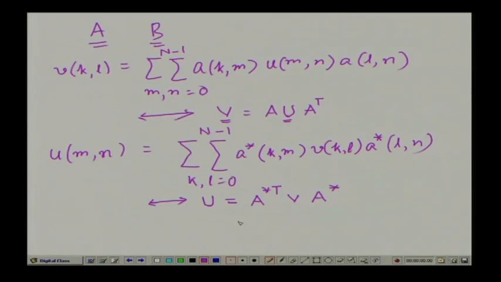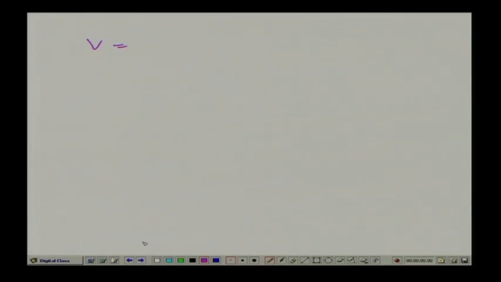So here, if you go back to our previous slide, you find that V equal to A U A transpose. So, I get the coefficient matrix V from our original image matrix U by using the separable transformation. This same equation we can also represent in the form of V transpose equal to A U transpose.